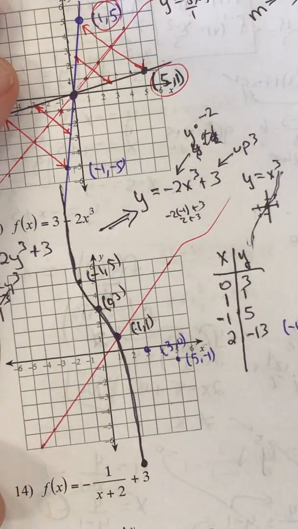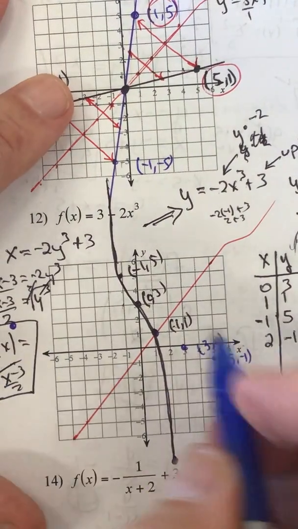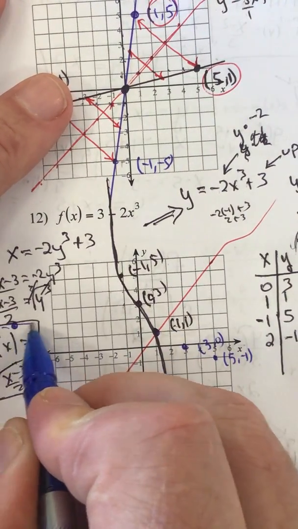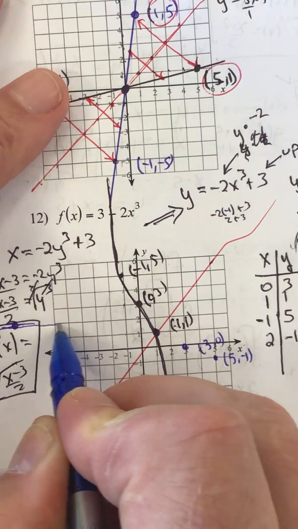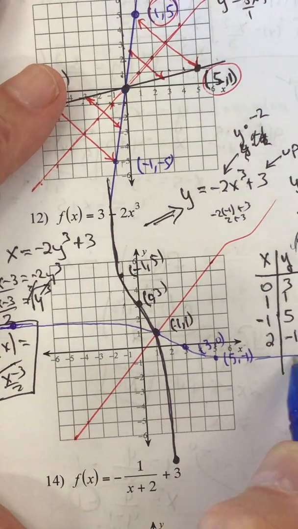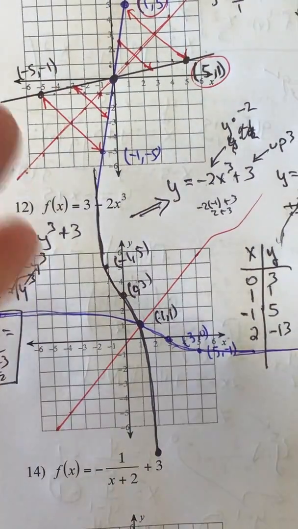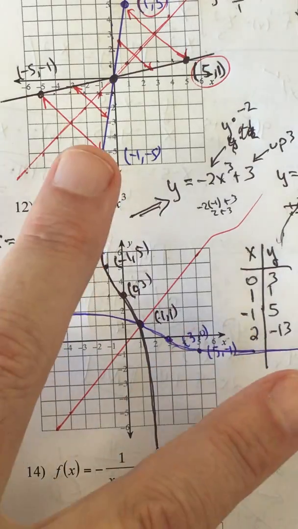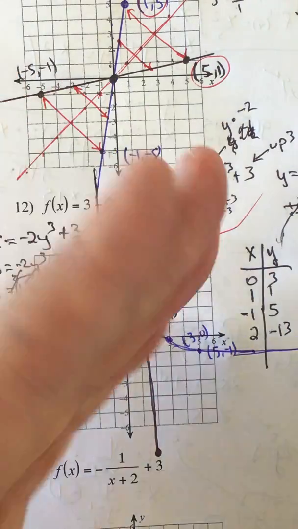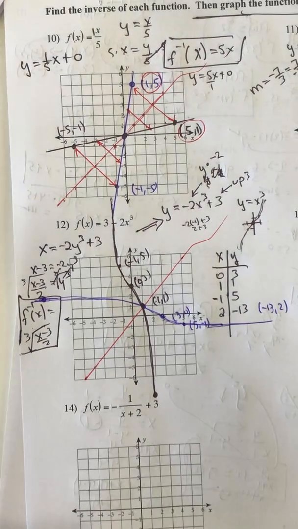So it's going to be way over here at 13, up 2. Okay, that might help me graph it. I have these 3 points and this one way out here. So it's looking like this. Now with that, can you see how it actually does look like it's mirrored itself across that red diagonal? That's the idea.